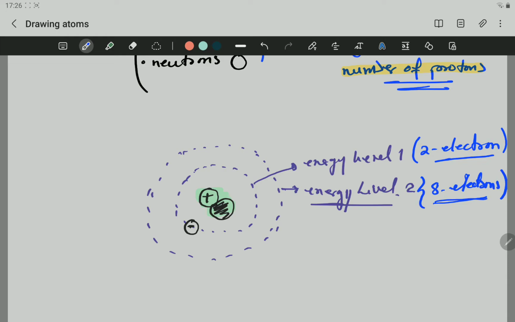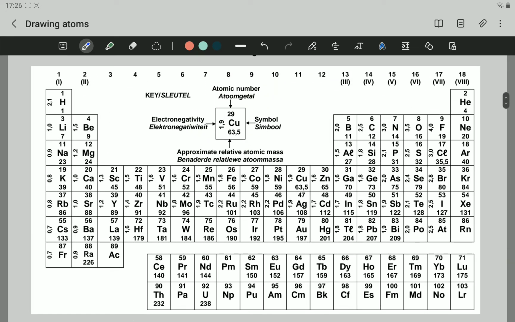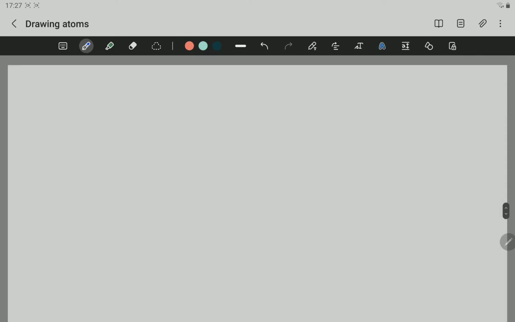Okay, so let's see one actual example. Let's go to the periodic table and take any element. Let's take the element, for example, carbon, and let's draw an atom for carbon. So what we need to do first of all is identify the element. This is carbon.